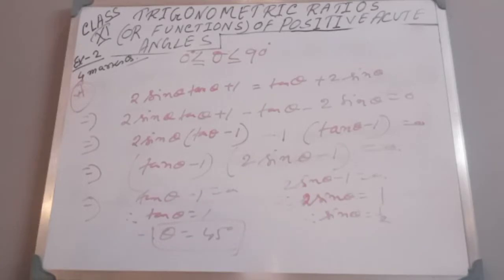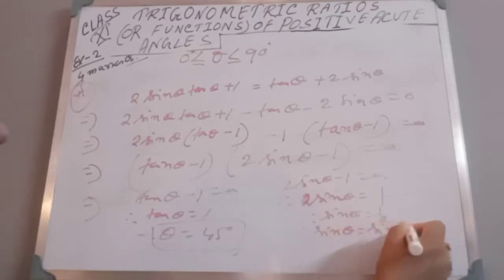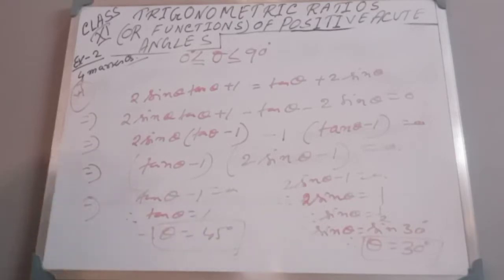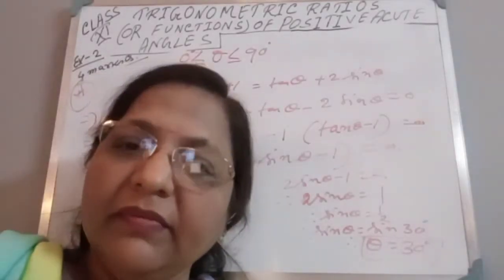Sin θ is equal to half, and we know sin 30 degrees is equal to half. So right here sin θ is equal to sin 30 degrees. So what is the value of θ? θ is equal to 30 degrees. So now again we get two values of θ. One is 45 degrees, another is 30 degrees. Okay. Now next sum coming with next video.